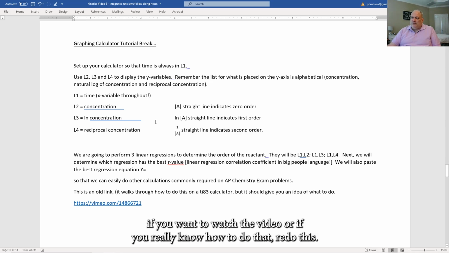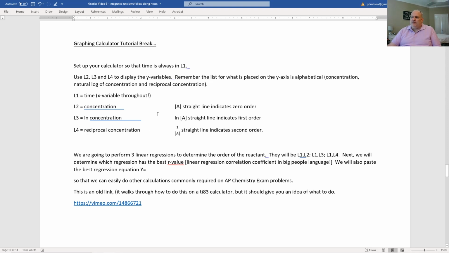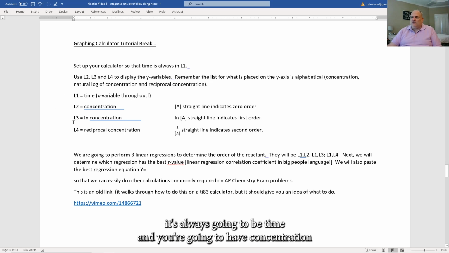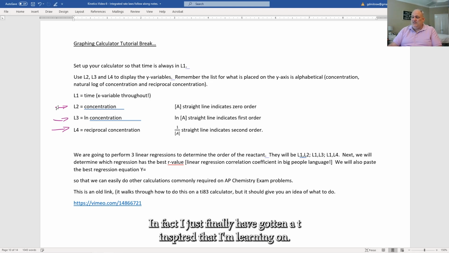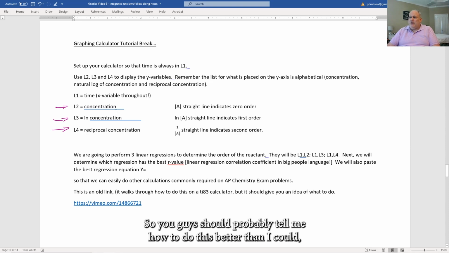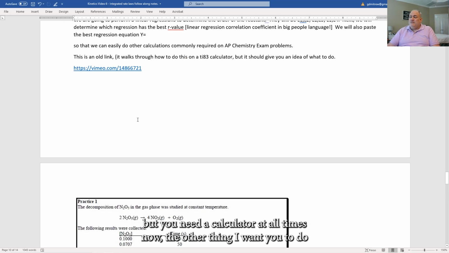So if you want to watch this video, or if you already know how to do that, read through this, because whenever we're comparing, we're going to want to set up 3 different graphs each time. When you're doing your variables, the first one is always going to be time, and then you're going to have concentration, natural log of concentration, or reciprocal concentration. Those are going to be your 3 graphs. But again, I am not an expert. In fact, I just finally have gotten a TI Inspire that I'm learning on. So you guys could probably tell me how to do this better than I could, but you need a calculator at all times.